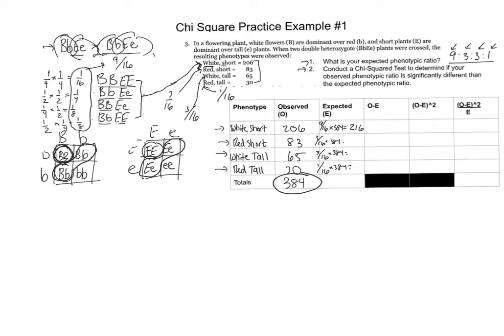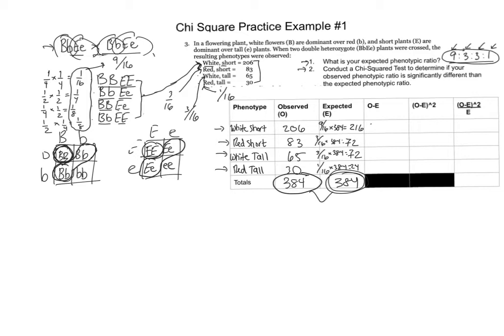Okay, so those are our calculations. It's always a good idea to double check to make sure what this adds up to. This should still add up to 384. These should match. Okay, so now what we're going to do is we're going to finish the rest of the chi-squared calculation. So we have our observed phenotypic ratio. Now we need to conduct a chi-square test to determine if your observed phenotypic ratio is significantly different than the expected phenotypic ratio.